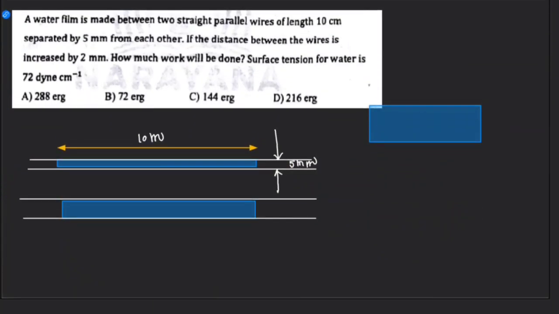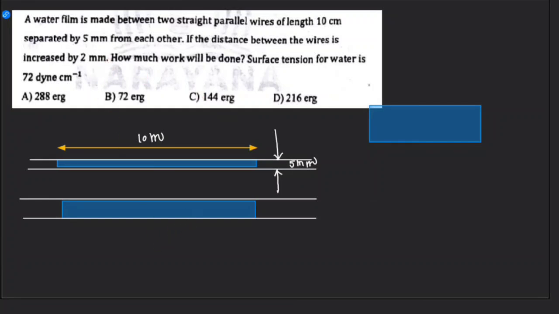So there is one more question here. The question is, a water film is made between two straight parallel wires of length 10 centimeters separated by 5 millimeter from each other. If the distance between the wires is increased by 2 mm, how much work will be done? Surface tension for water is 72 dyne per centimeter. Right? So this length is 10 and initially this gap is 5 mm. Now that is increased by 2 mm.